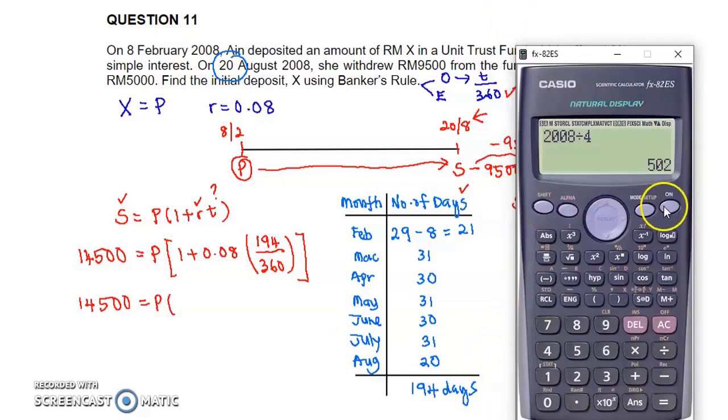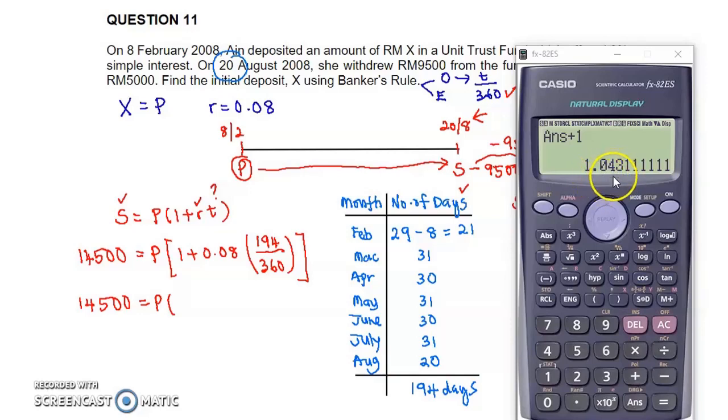Okay, solve value in bracket first. 194 divided by 360 multiply 8% plus 1. Okay, if you look at here, the answer is in long decimal point, okay? So to ease you to write your answer, you can just round off up to 4 decimal point, okay?